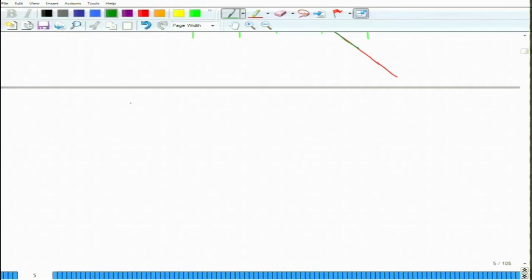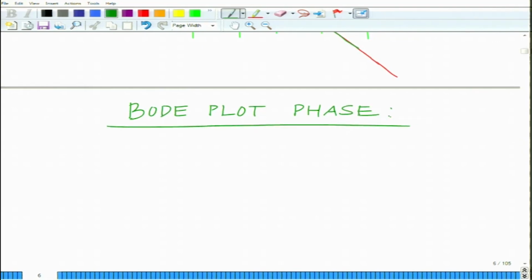Now, to look at the Bode plot of the phase, it is slightly complicated. So, I am going to explain the various cases, okay. So, let me now look at the Bode plot of the phase.